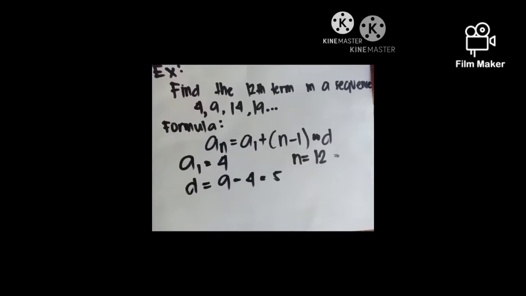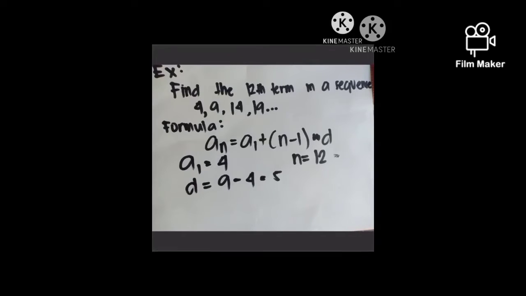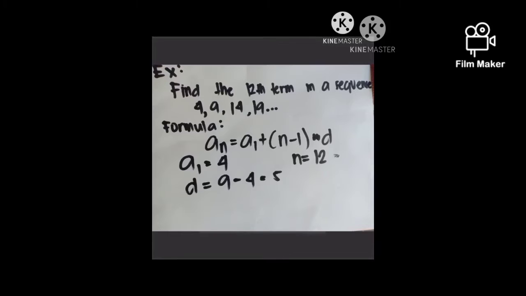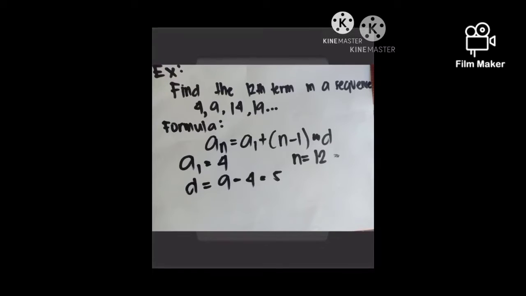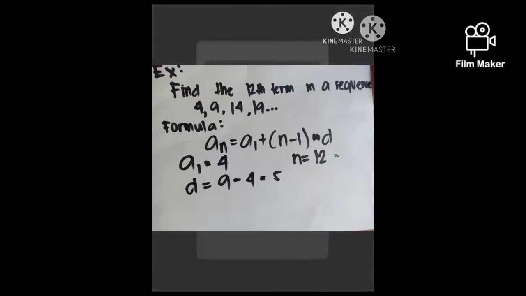Here is the example of arithmetic sequence. Find the 12th term in the sequence 4, 9, 14, 19, and so on. So, the a sub 1 will be the number 4, and the n, the missing term, is number 12. We can find the common difference by subtracting the first term from the second term. So, 9 minus 4 equals 5. So, the common difference is 5.